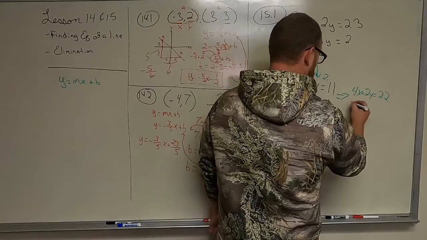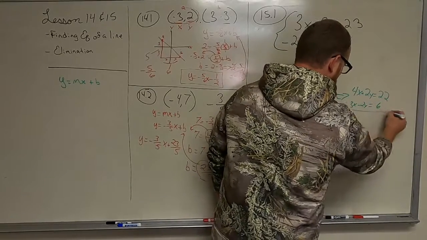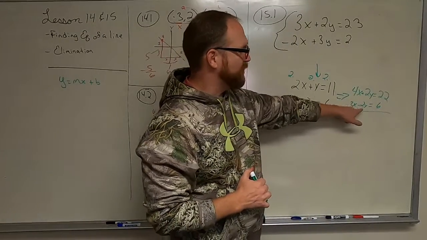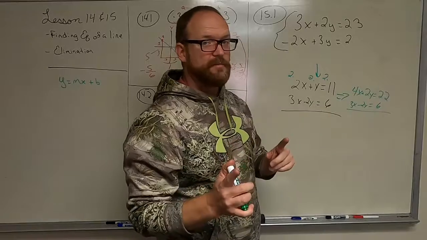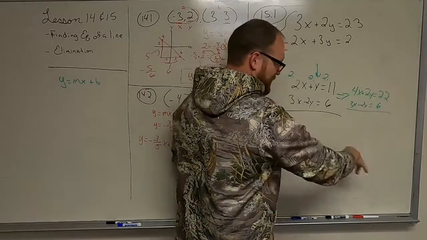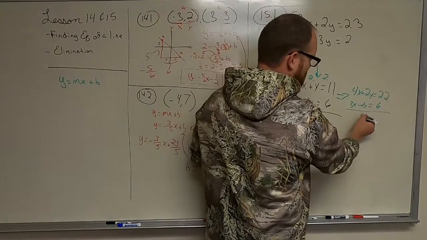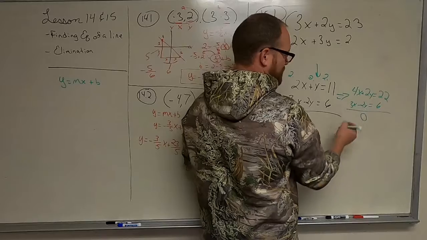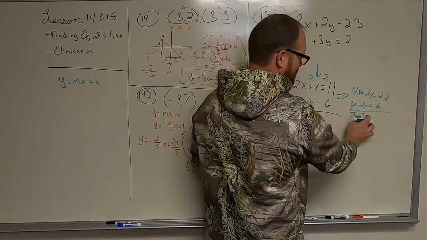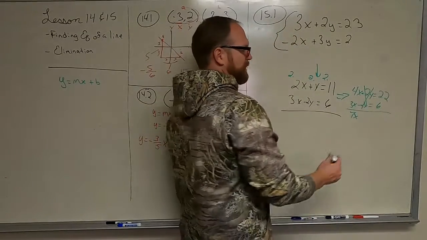And we'll go ahead and rewrite this one. 3x minus 2y equals 6. Now what happens with this equation is I have a y that's the same number, but opposite signs. So I can just add straight down. 2y minus 2y, that's 0. That's nothing. 4x plus 3x is 7x. I'm going to go ahead and take that 0 out of there so we don't get confused, but we understand that those cancel.